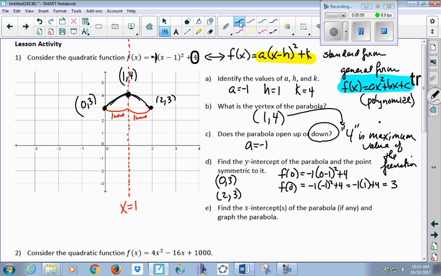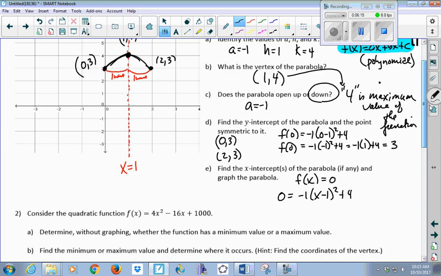Okay, x-intercepts. Well, what do we know about x-intercepts? They're the zeros of our function. It's where your function is actually equal to 0. So you set your function equal to 0, and then you solve for x. And we know in this case, if we continue to draw our parabola, that we're going to hit our x-axis in 2 spots.